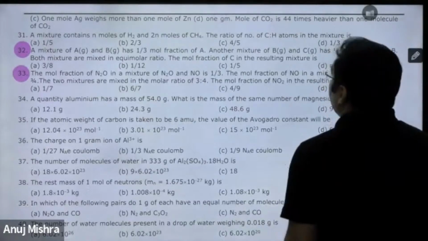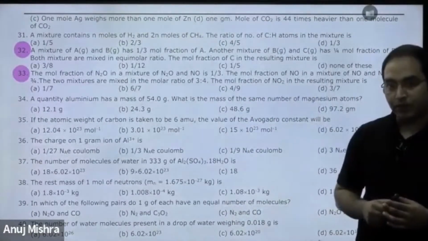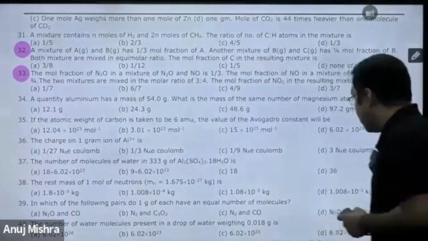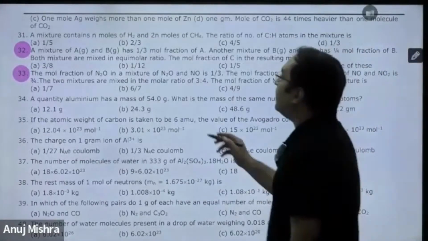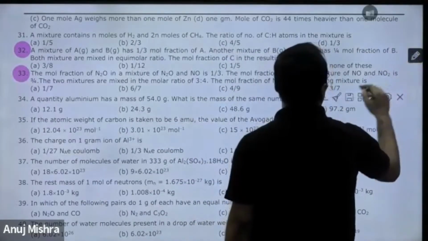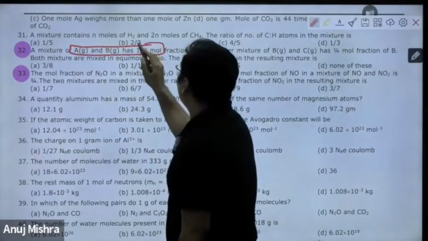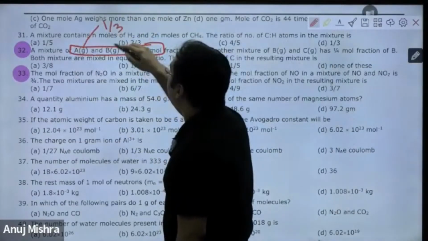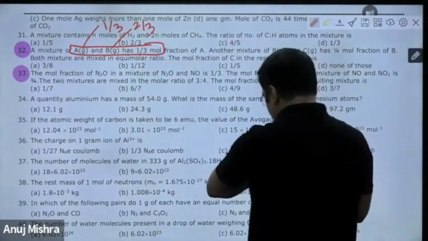Question number 32. How many got the answer? Any answers? Sir, option B. 3 by 8. Okay. What's your answer, Shali? 1 by 12. Okay. Take the question. A and B has 1/3 mole fraction of A. What is meaning of the statement? Meaning of this statement is in A and B, what is mole fraction of A? 1/3. So what is mole fraction of B? 2/3. लिख लीजिए. 2/3.